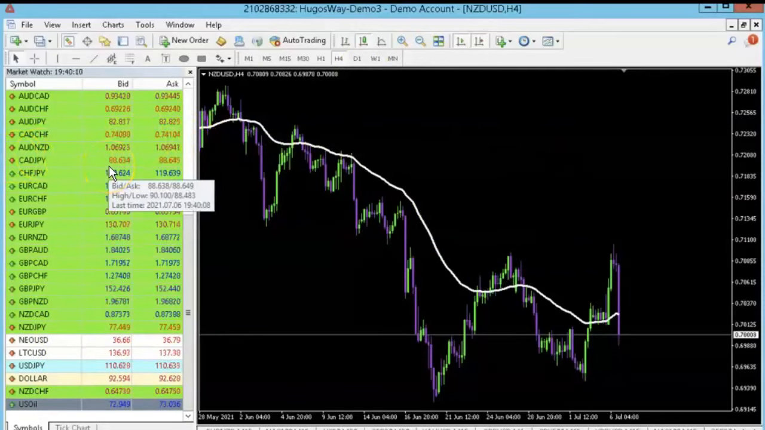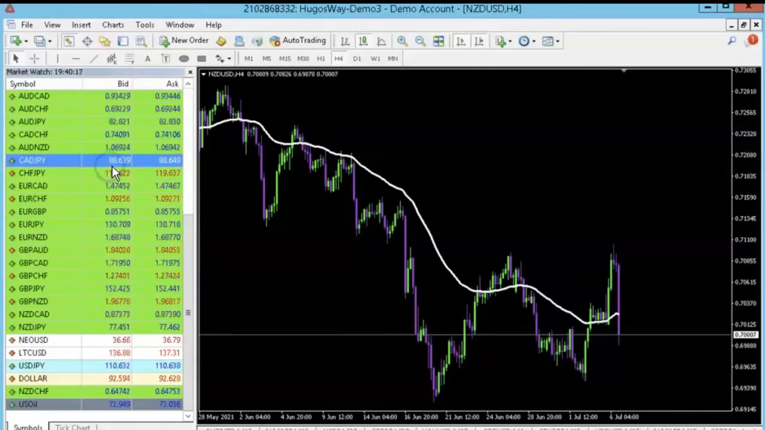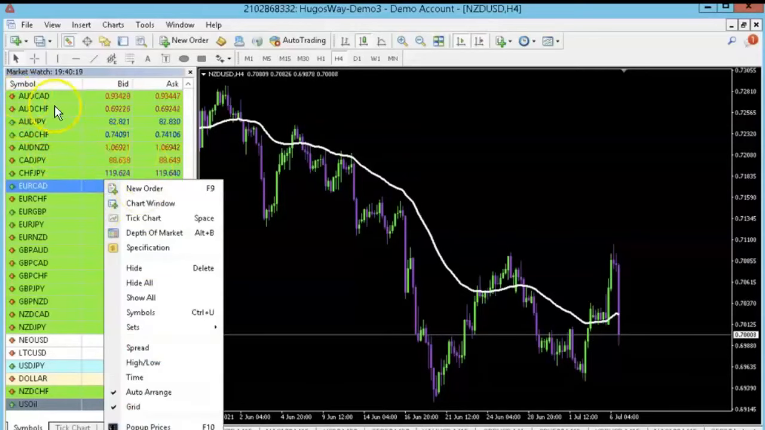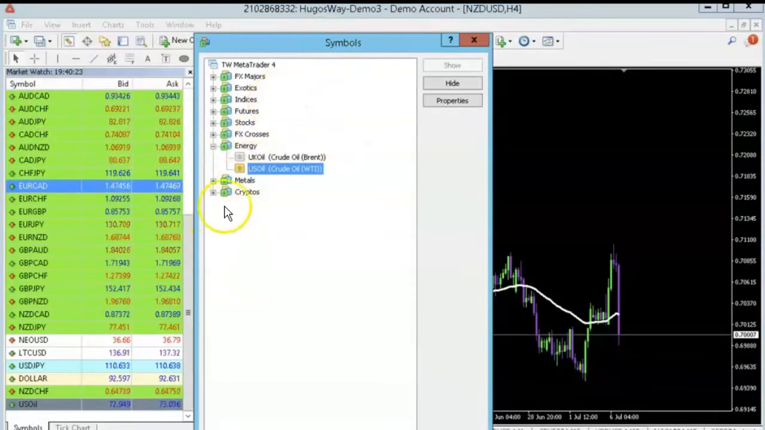That's taking a lot of energy. It's going to slow down your computer. It's going to kind of slow down the process. And you need this to be running optimally. So I'm going to go ahead and right click anywhere in this market watch window. I'm going to come down to symbols and we're going to clean this up a bit.